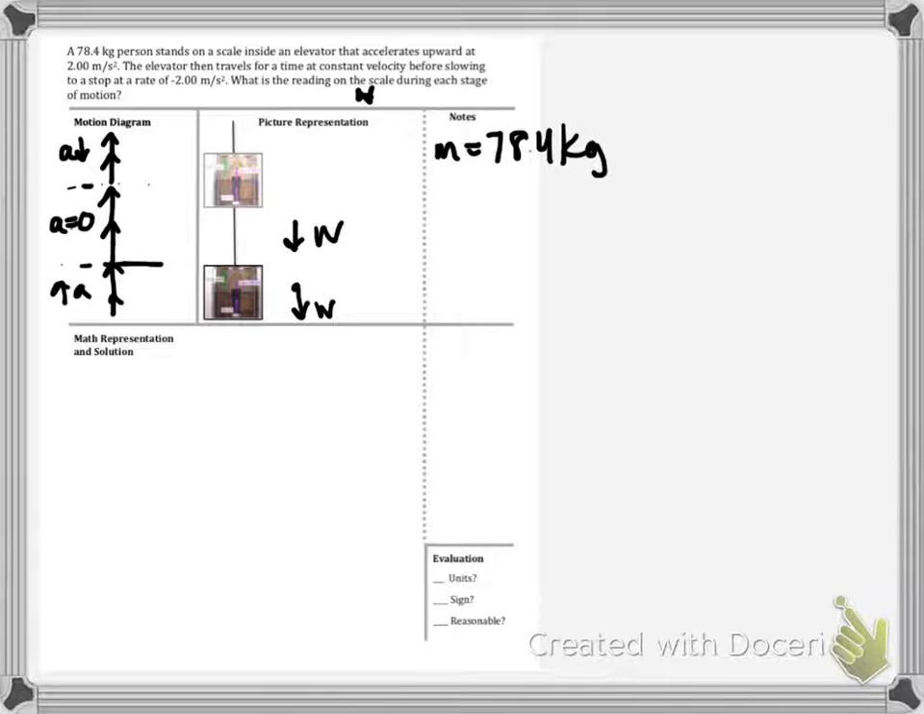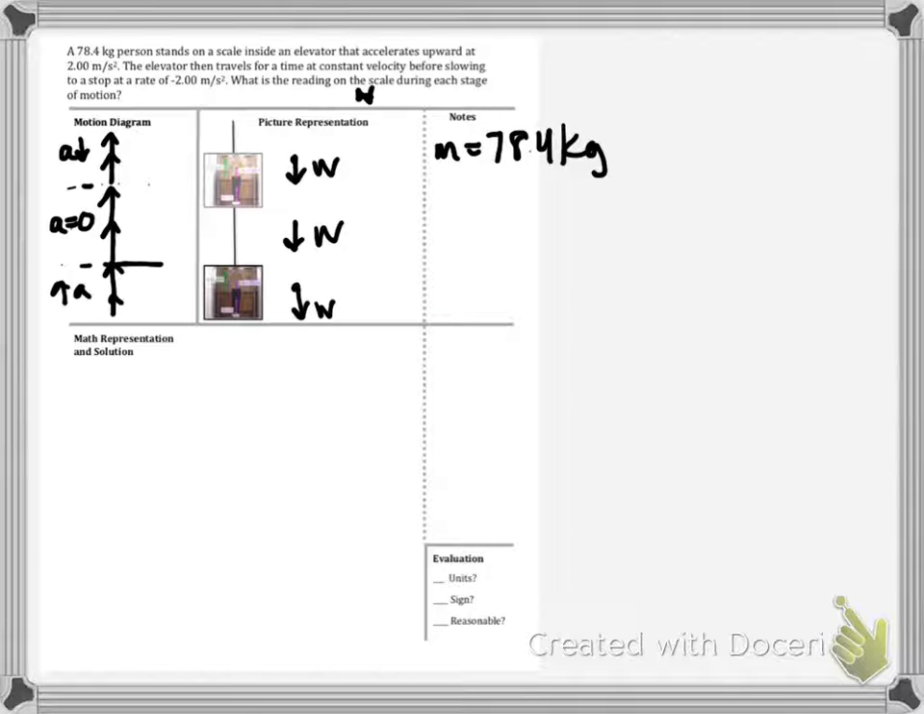So I'm just going to go ahead and put weight in for all of those, and I'm drawing them lined up with the motion diagram. So I've got 3 separate accelerations. That means I have to have 3 separate free body diagrams. If acceleration changes, then something changes in the free body diagram.